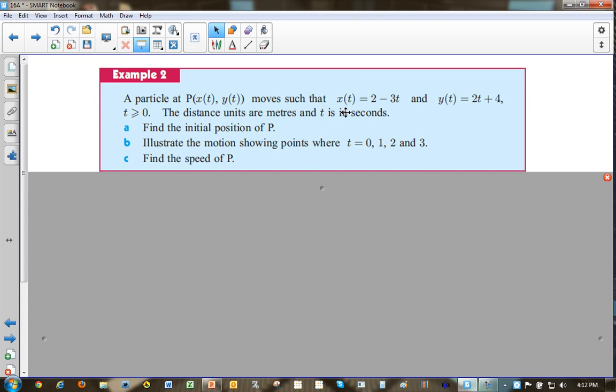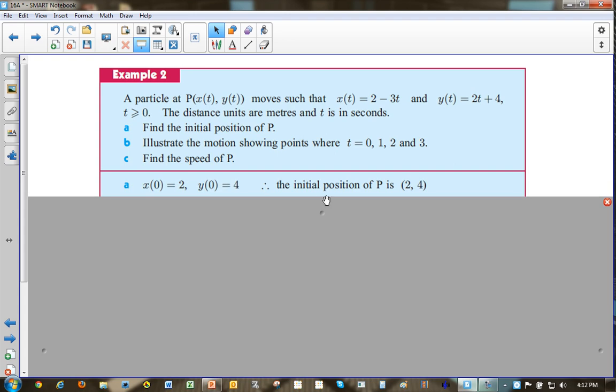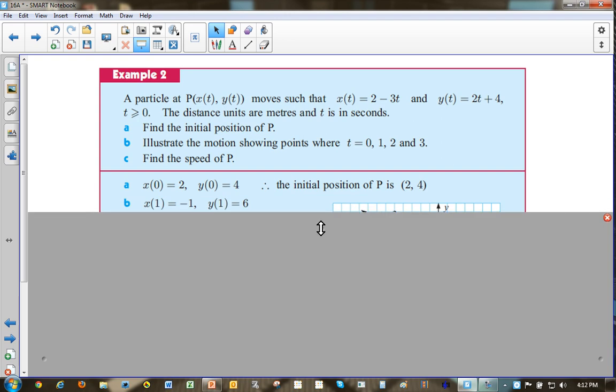If I plug that into x, x is 2 minus whatever 3 times 0 is. That's 2. And over here, y will equal whatever 2 times 0 is plus 4. So that will be 4. Okay? So the initial position will be when x is 2 and y is 4. So the initial position has x coordinate 2 and y coordinate 4. And then it moves from there. Okay? Now we need to illustrate the motion showing points where t is 1, 2, and 3.